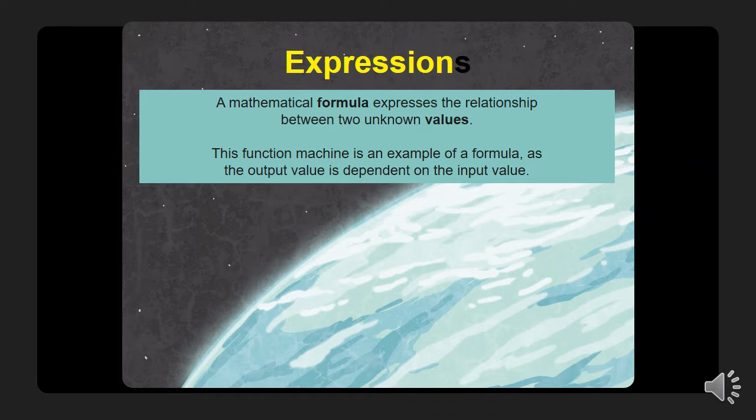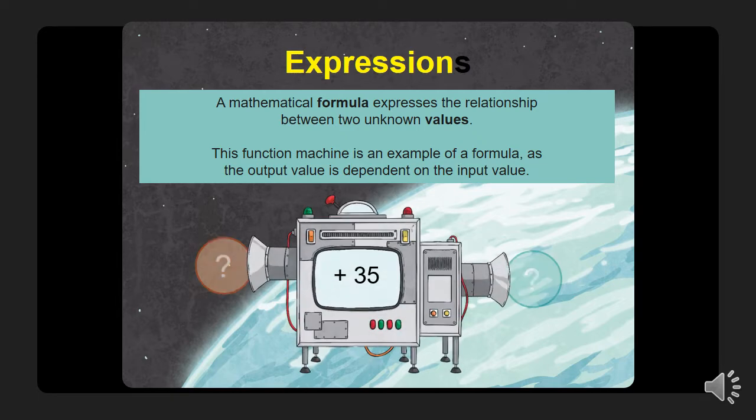So today we're going to be looking at expressions. Expressions are a mathematical formula which expresses the relationship between two unknown values. This function machine is an example of a formula as the output value is dependent on the input value. So you remember we've been looking at function machines so much over the last week, and we can see that it's dependent upon the input value. The input value will determine what the output value will be.